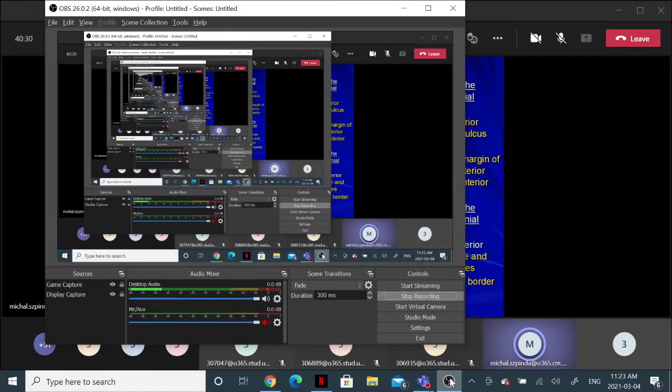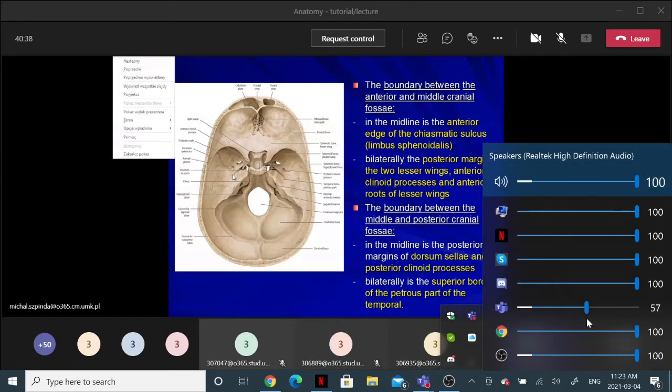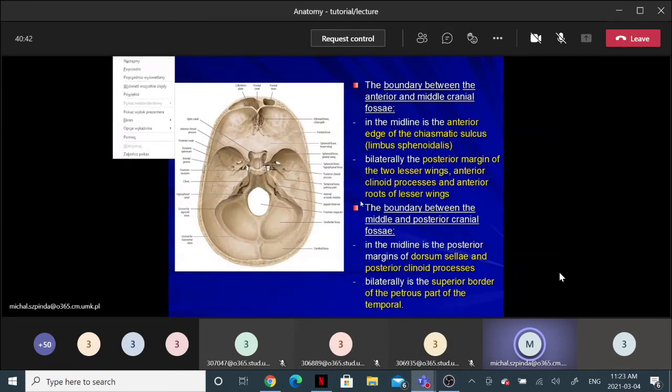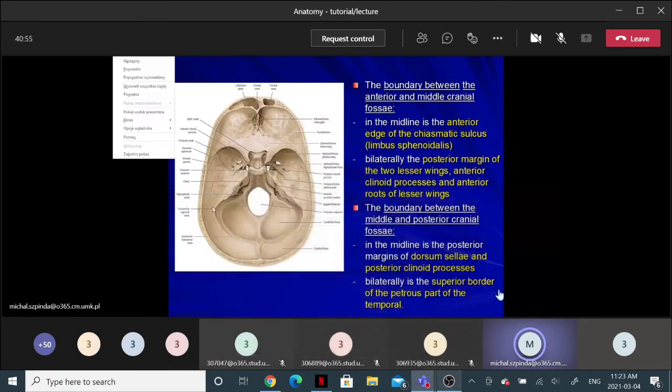And just here, how about the boundary between the middle and posterior cranial fossa? So this boundary passes along the superior margin of the petrous temporal bone on both sides, but in the middle it refers to the posterior margin of the dorsum sellae.